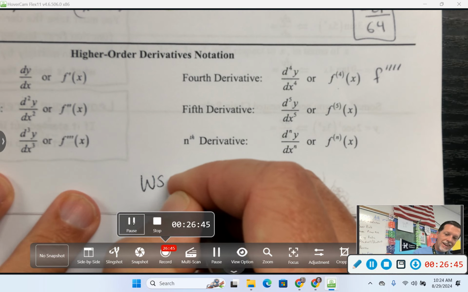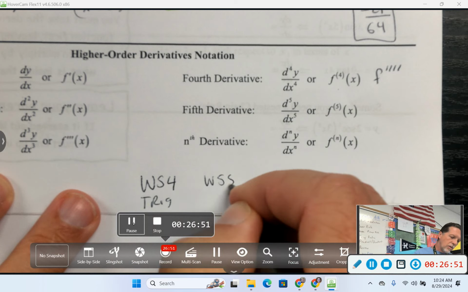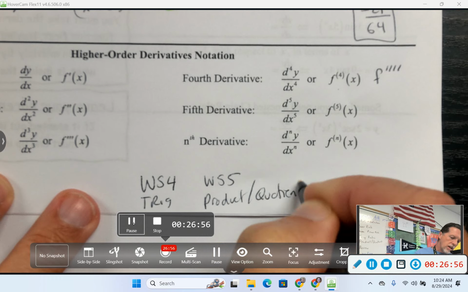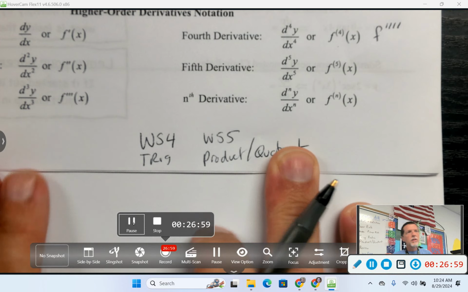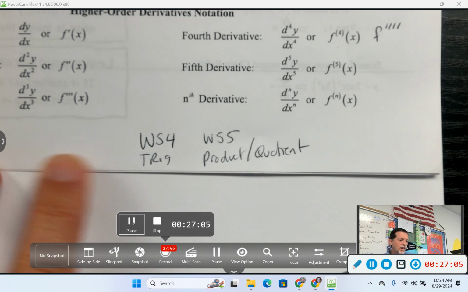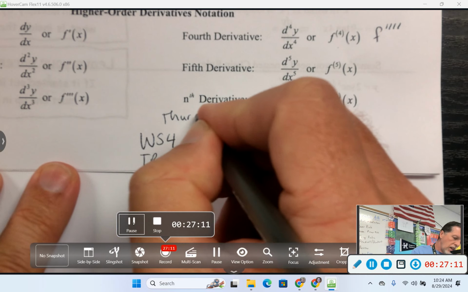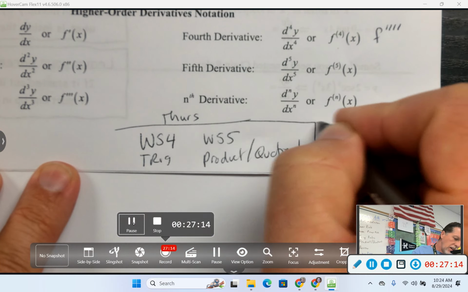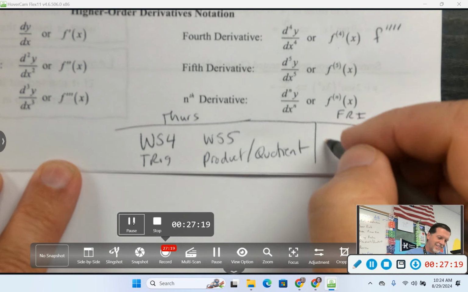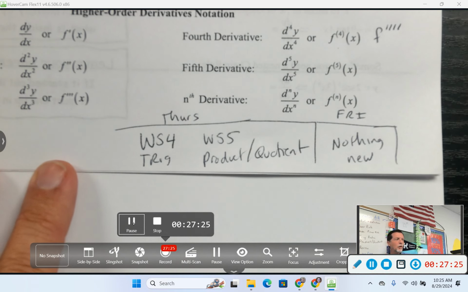All right, so again, today comes with 2 worksheets. Worksheet 4 is trig stuff. Worksheet 5 is product quotient. It's kind of up to you as to when and how you want to accomplish all this. There's still 25 minutes left, so you could probably finish the trig worksheet. Thursday's assignment. What did we say Friday's assignment was? Nothing. I'll say nothing new. Maybe something old in there, like worksheet 4 or 5.